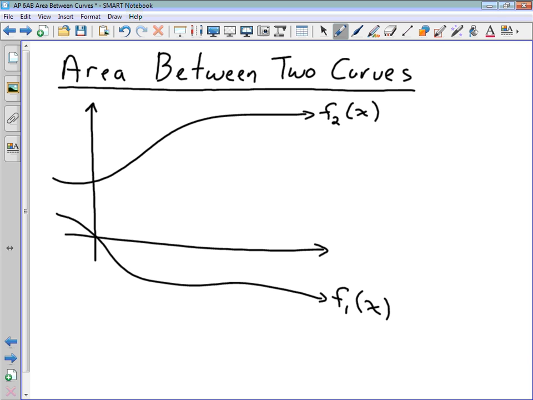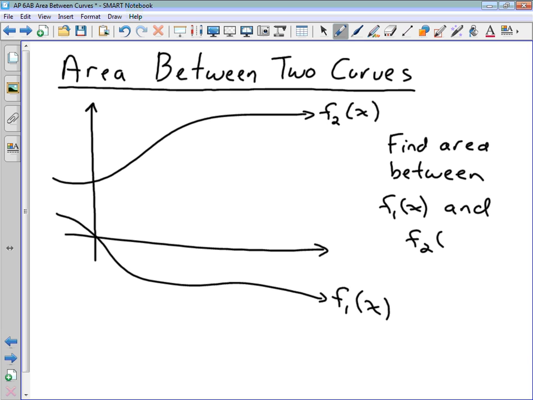So we're given these two functions, and what we're asked to do in the question is find the area between f1 at x and f2 at x, and of course we'll always be given some limits here from a to b. Okay. So we'll pick a value for a here, and then we'll pick a value for b over here.